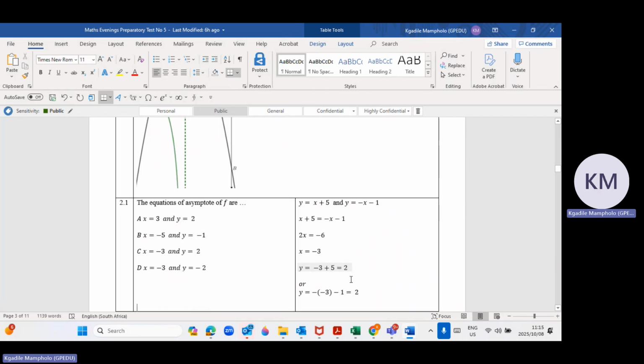So even if in a question you are given the equation of one line of symmetry and one asymptote, you substitute the value of the given asymptote into the line of symmetry, then you'll get the other asymptote, because the lines of symmetry intersect where the asymptotes intersect.